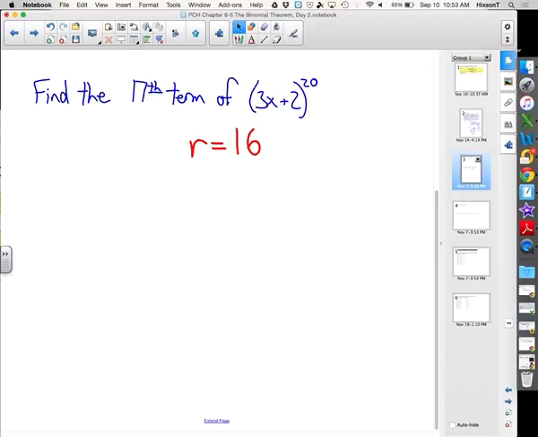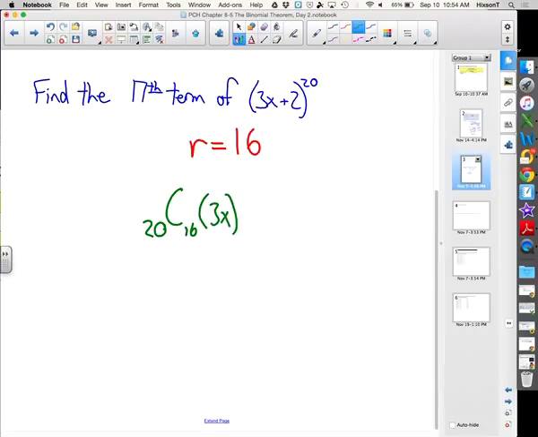All right, so from what I'm seeing, you guys are setting it up well. All right, it's 20 choose 16, and then we have 3x, and we have 2. The 2 is to the 16th, the 3x is to the 4th, all right? And then you have to multiply that all out.